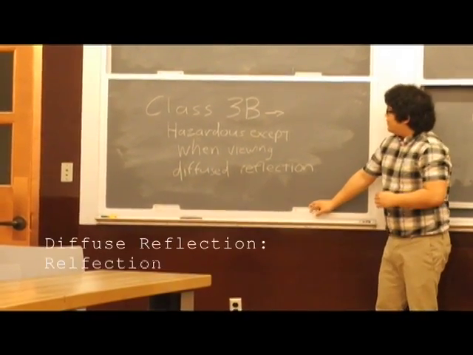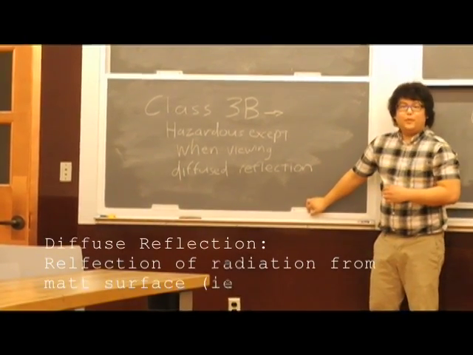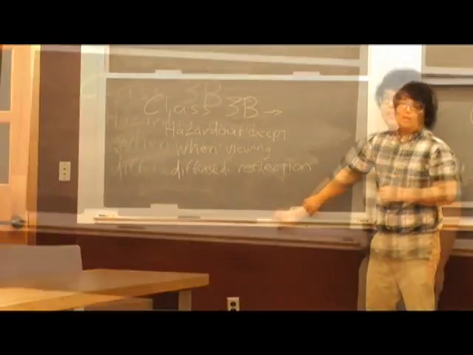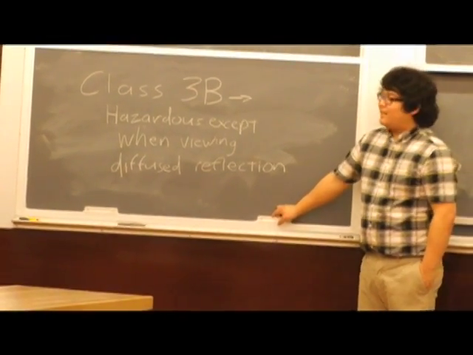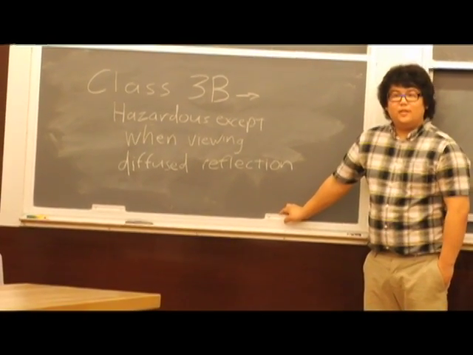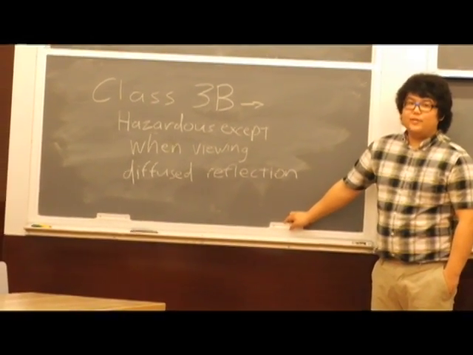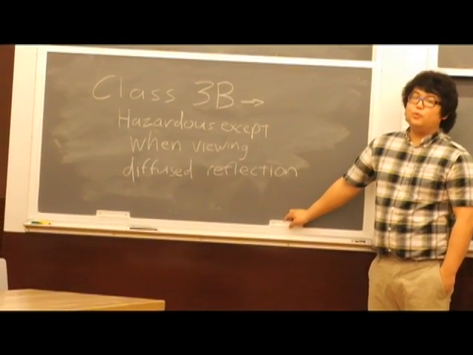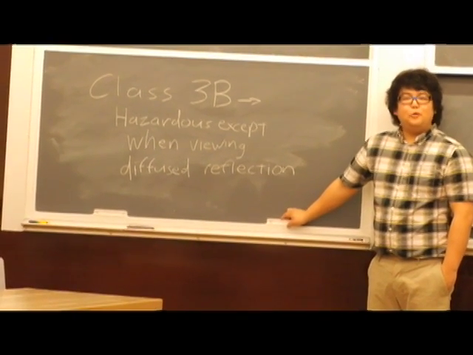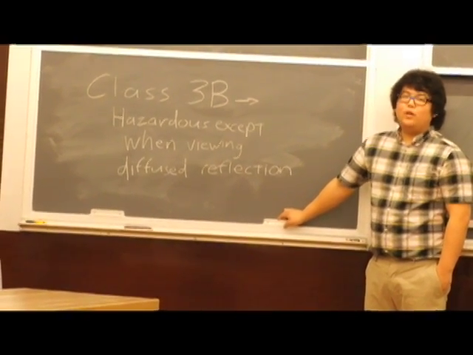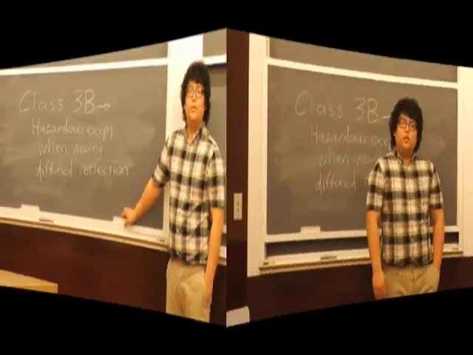Class 3B lasers are hazardous except when viewing the diffused reflection. Continuous lasers in Class 3 cannot exceed 500 milliwatts. Pulsed visible lasers cannot exceed 30 millijoules per pulse. And pulsed IR and UV lasers cannot exceed 125 millijoules per pulse.